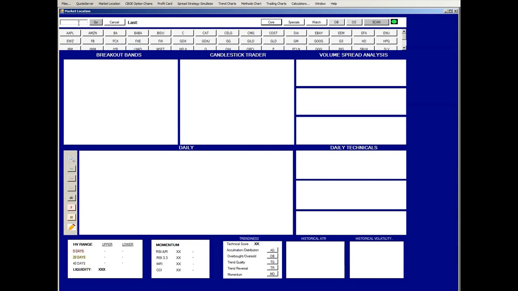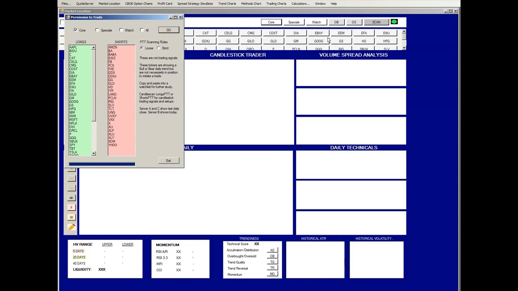So I've put them all in the list, and the first thing I'm going to do is a permission to trade scan. I've already done that, so I'll go to the window. With the permission to trade, you can scan individual lists or all the lists using either loose or strict rules.